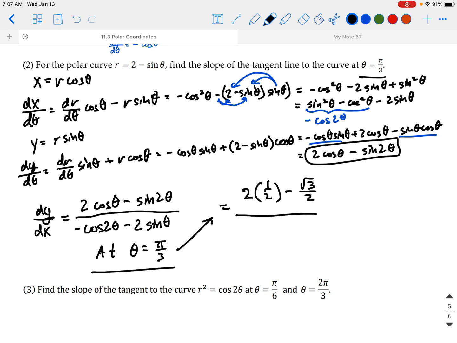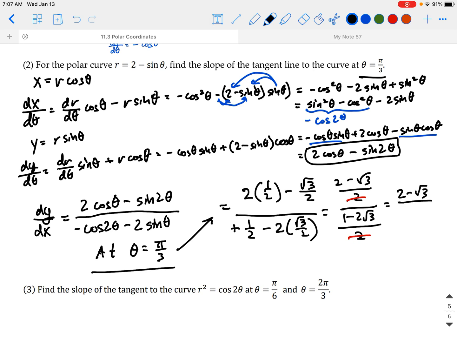All over negative. So cosine of 2 pi over 3 is negative 1/2. So we'll make that positive 1/2, and then minus 2 times radical 3 over 2. So we'll just note we can write this as 2 minus rad 3 over 2 over 1 minus 2 root 3 over 2. And then we can reciprocate and cancel those denominators. So then our final answer will be 2 minus rad 3 over 1 minus 2 rad 3. And that'll be our slope at pi over 3.